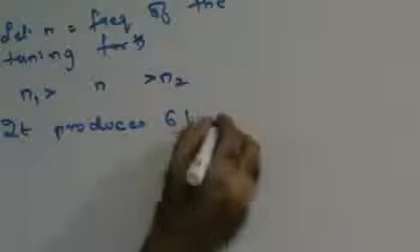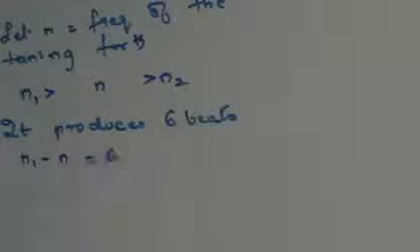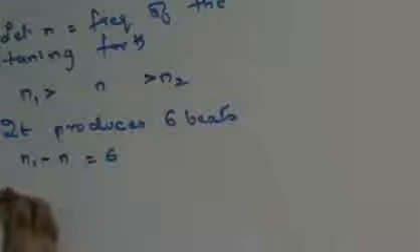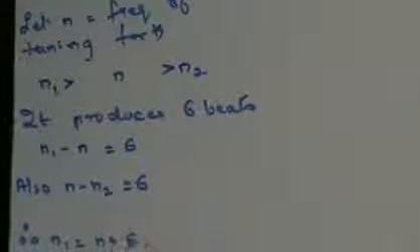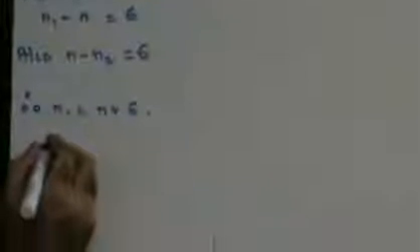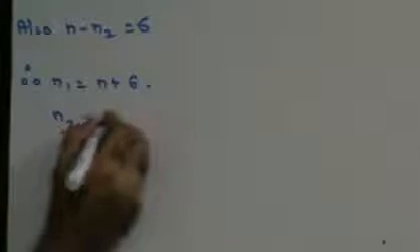If it is going to produce 6 beats, that means larger frequency minus smaller frequency should be 6. That means N1 minus N is going to be 6. Also, N minus N2 should also be equal to 6 since it is producing 6 beats per second. Now from the first equation I can say that N1 is N plus 6, and from the second equation N2 is N minus 6, right?